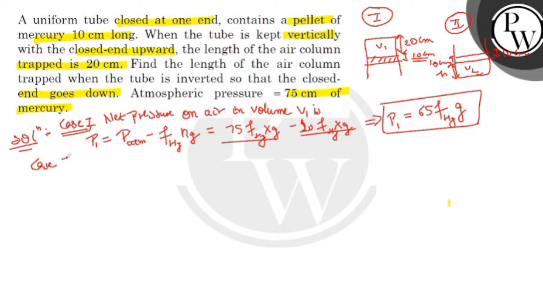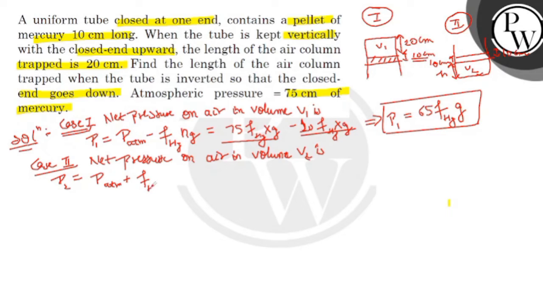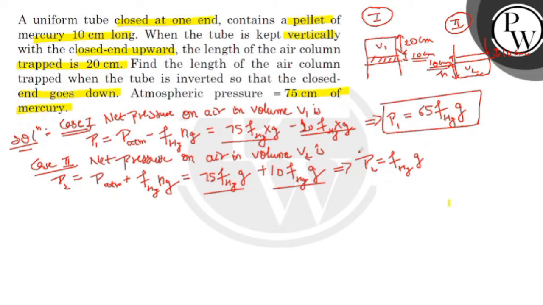So for case 2, the net pressure on air in volume V2, pressure P2 here, is P atmosphere plus rho of mercury into H into G. P atmosphere is 75 rho Hg into G, plus H, which here is also 10, times rho of mercury into G. 75 rho G plus 10 rho G is equal to 85 rho G, rho of mercury into G. So here is pressure P2.